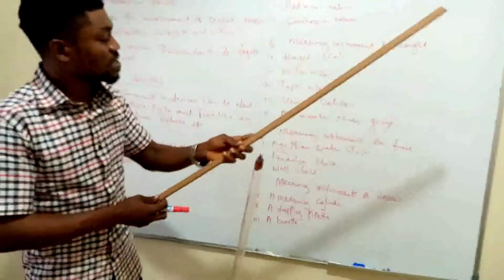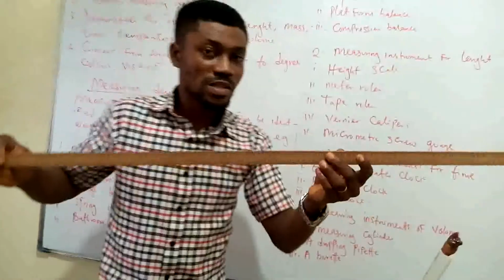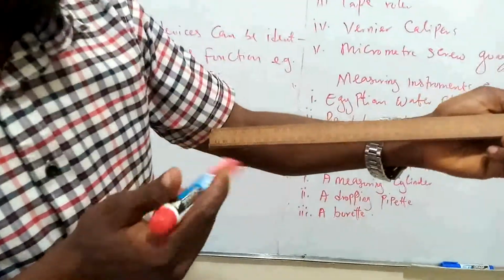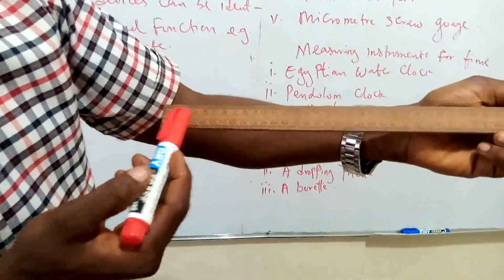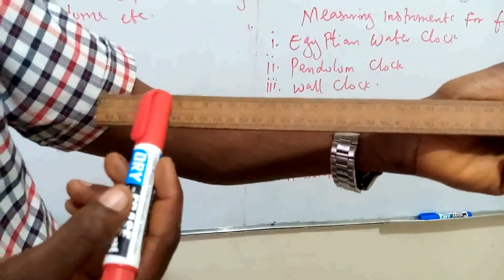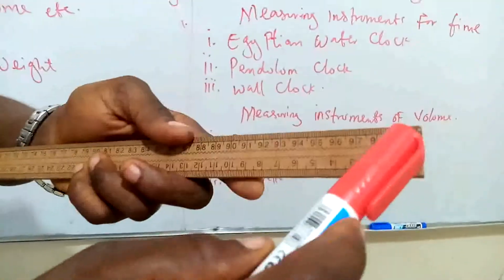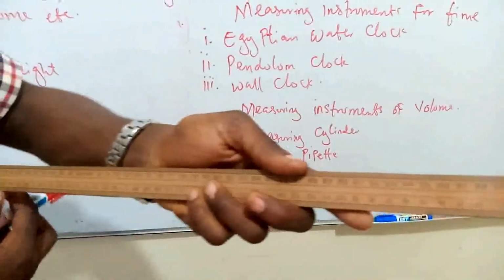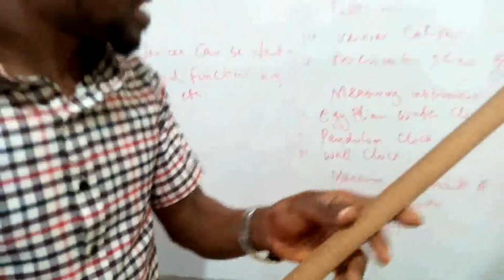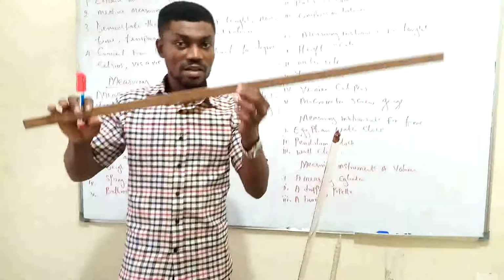This is called a meter ruler. That's the second one here. I got my figure 2. This is a meter ruler. If you look at this meter ruler, you will see we have centimeters here, numbered from 1, 2, 3, 4, 5, 6, 7, 8 up to number 99. Yes, this is a typical example of a measuring instrument, and it's called a meter ruler.